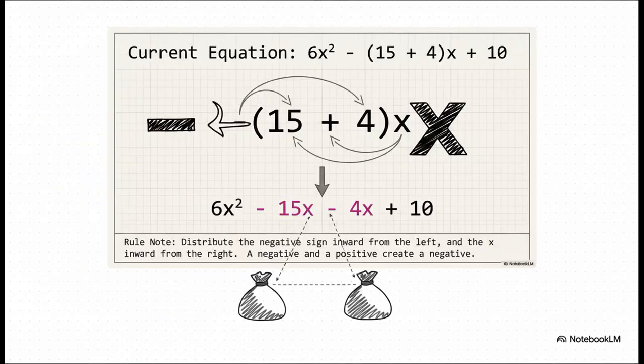Okay, now we need to expand this out, and you have to be careful here. We're distributing two things into that bracket. From the left, that negative sign is coming in, and from the right, the x is coming in. So the negative sign and the x both hit the 15, giving us minus 15x. Then that same negative sign and the x hit the 4, giving us minus 4x. So our original minus 19x has now been perfectly split into minus 15x minus 4x.